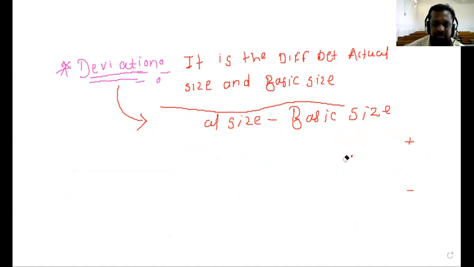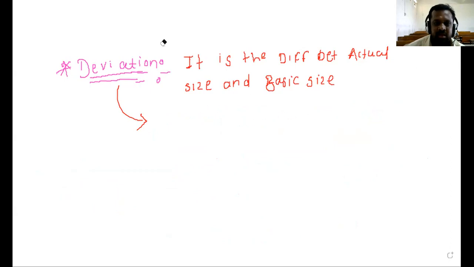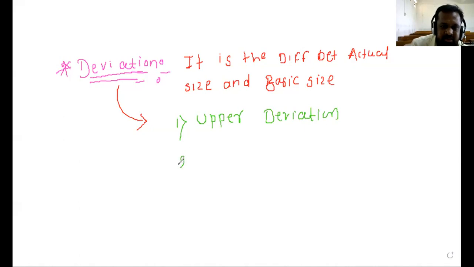Again it has two types. First is the upper deviation and second is the lower deviation. Okay, these are the two types of deviations.